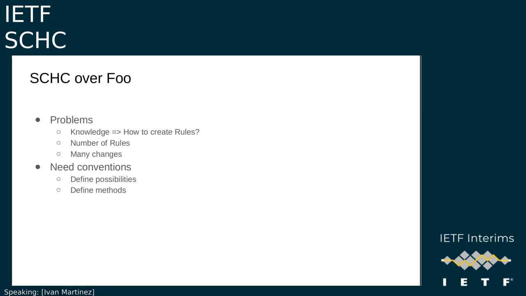So the problems we have when we move from SCHC over LPWAN to SCHC over Foo will be: how do you create the rules? How do you number the rules? How many changes will there be in, for example, a flow? Or how will this rule change with time, even if it's the same session or not? So we need to define some conventions, some possibilities, maybe define some methods of how you create or how you solve these problems.